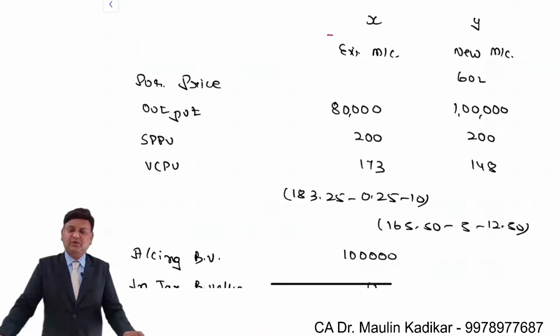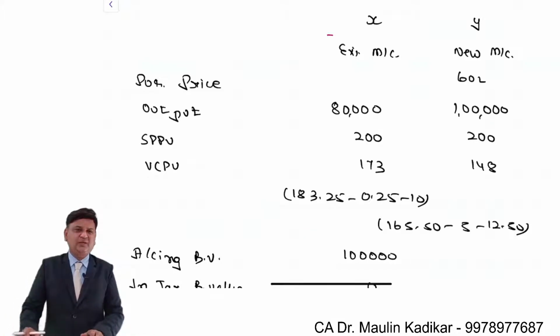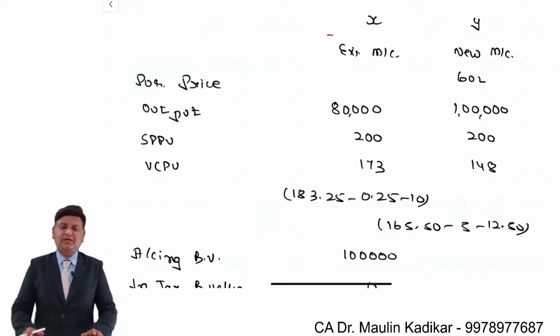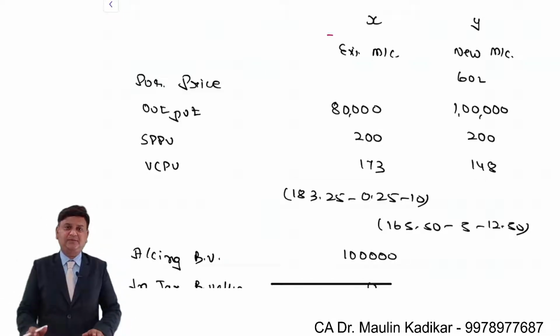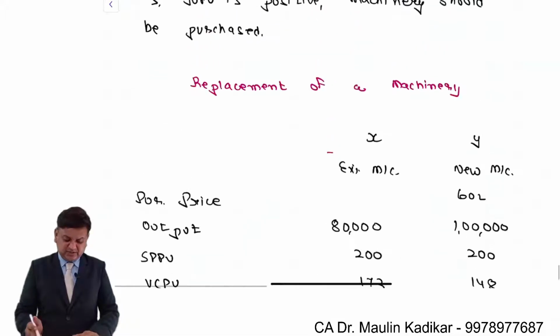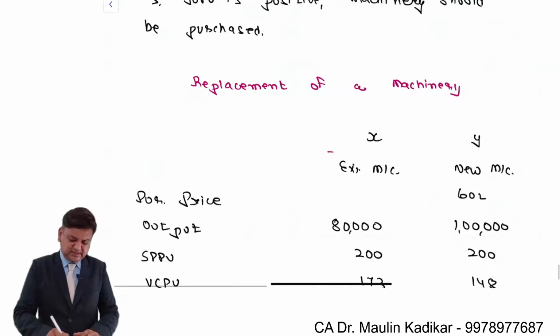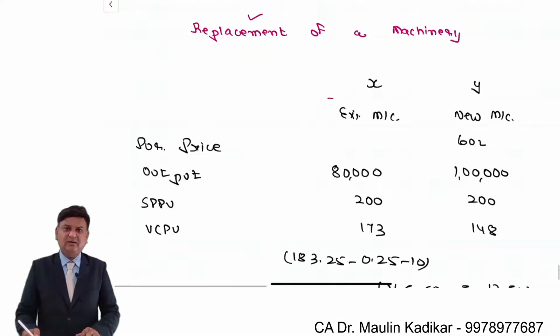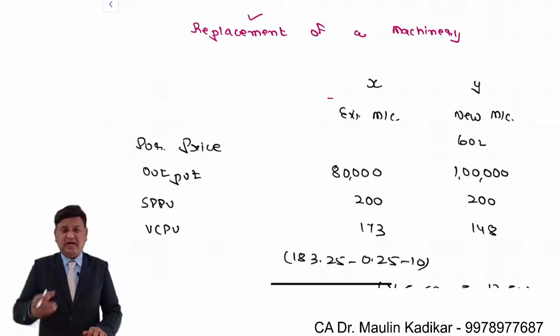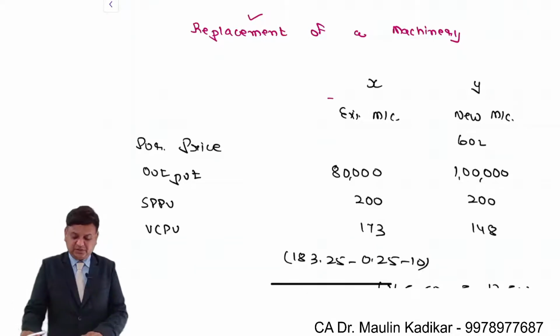Can we operate with both existing and new machinery? No answer is correct. That's why we cannot operate with both existing and new machinery. Why? Because we can operate with either of the machinery. This question is about the replacement of an existing machinery, and technically it is a case of mutually exclusive options.